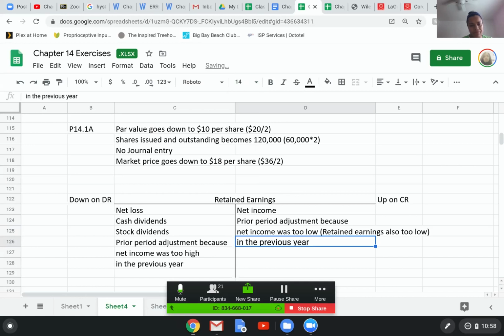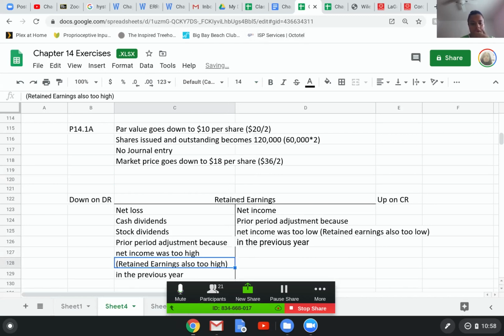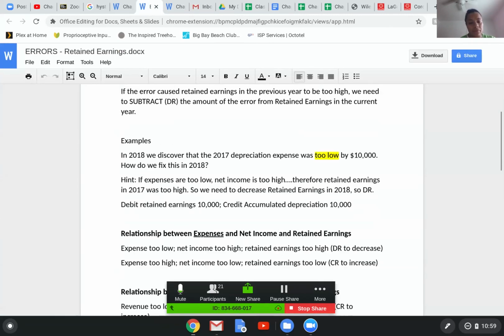And when net income was too high, then retained earnings would also be too high, because they have a direct relationship. So that's also why the change has to be made to retained earnings. I hope this is making some sense. This is a little bit harder work, so no one's asking me anything, which either means no one knows what's going on or it's clear so far.